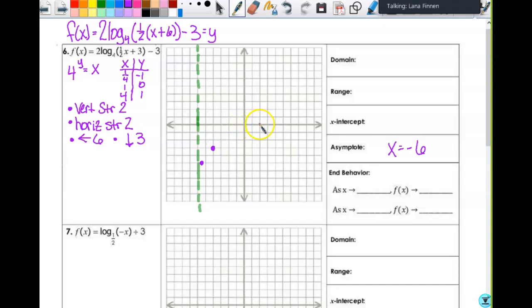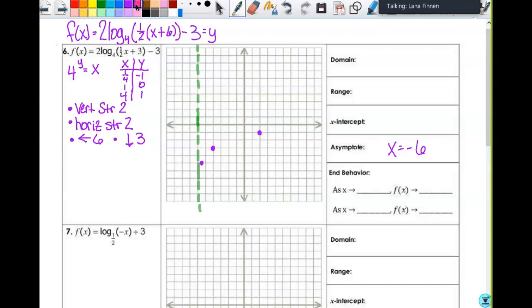Then I'm going to go to 4, 1. Vertical stretch by 2, my y value is now 2. Horizontal stretch by 2, my x value is now 8. Move to the left 6, and down 1, 2, 3.